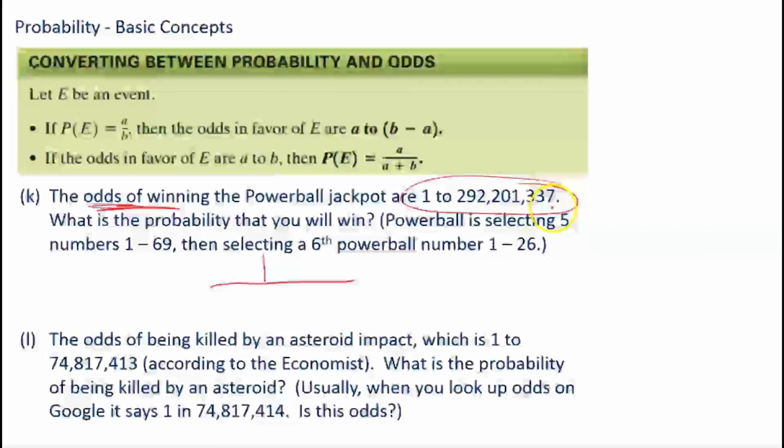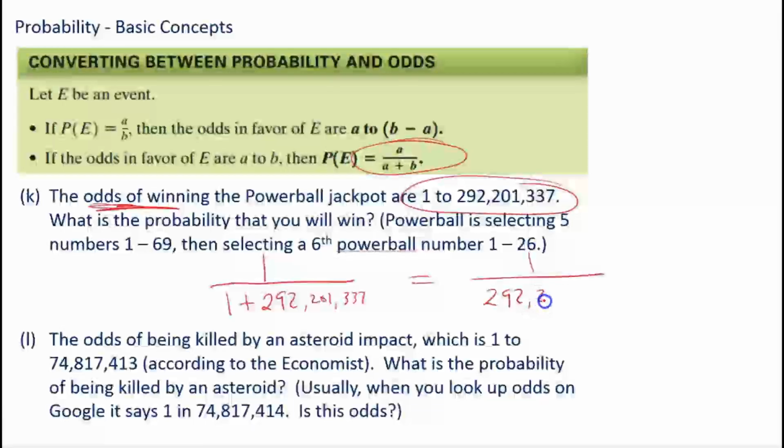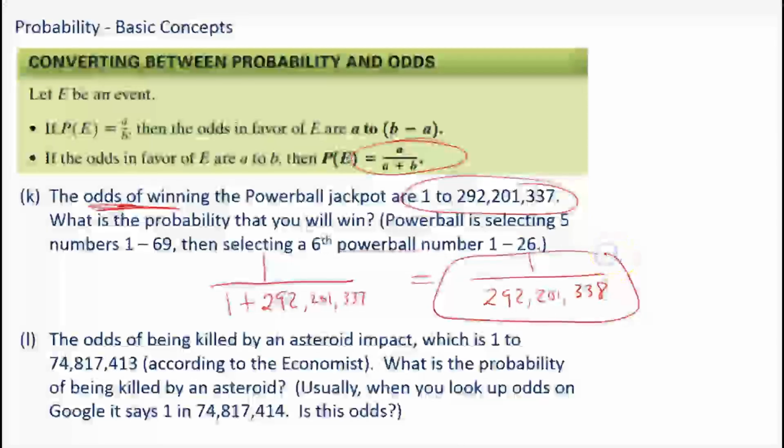292,201,337 that we'll lose. Now, what is the total? Well, we're supposed to add these two guys together to get the denominator. That's exactly what this statement that I circled above is. So 1 plus 292,201,337, which of course is 1 over 292,201,338 is the total. Okay? That makes sense? So whenever you're given odds, you have to add them together to get the denominator.